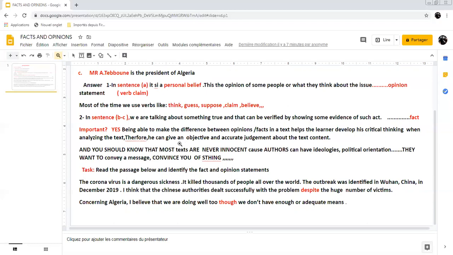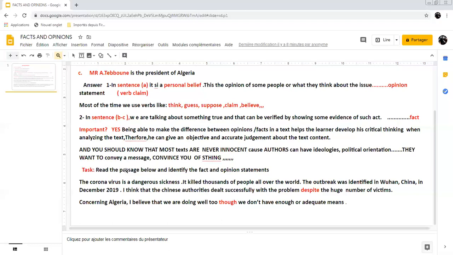And the second most important thing is that learners should know that texts are never innocent. And when I say text, that means the author, the writers. Why? Because these persons are human beings and they have ideologies, political orientation, and so on. And they want to convey a message, or they want to convince you of something which is maybe different from what you think or you believe in. So you should be very careful.